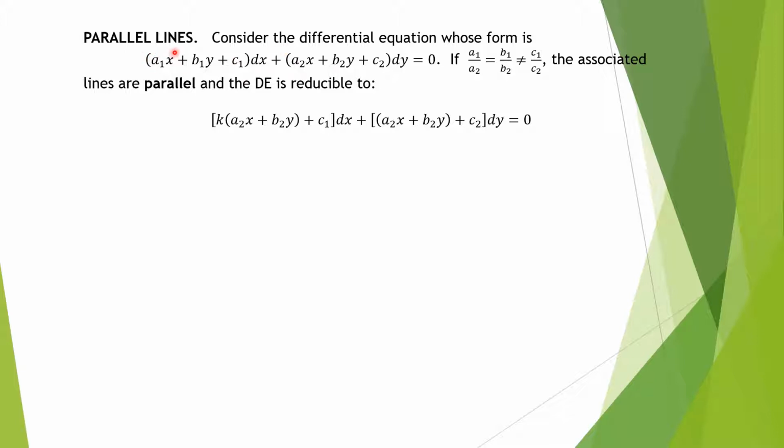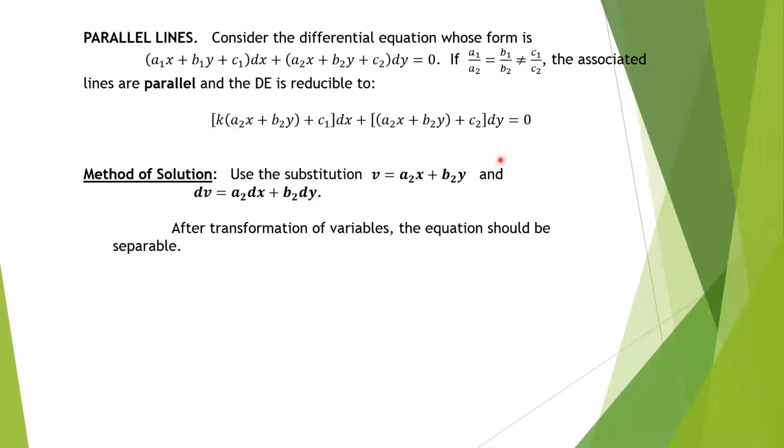If the differential equation contains these linear elements, (a1x + b1y + c1)dx + (a2x + b2y + c2)dy = 0, and if a1/a2 = b1/b2 but not necessarily the same as c1/c2, the associated lines are parallel and the DE is reducible to this form. We will present this using an example.